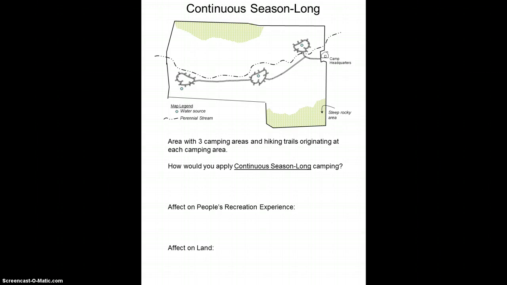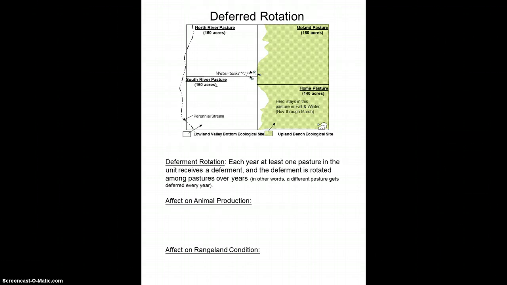But the effect on the land would be that the favorite or best campsites, maybe the ones nearest the creek, would always be used. So when you think about how animals use pastures, it's really not all that different than how we use pastures, and the effects that we might have on the land, in this case for camping, would be similar to the effect that cattle might have.